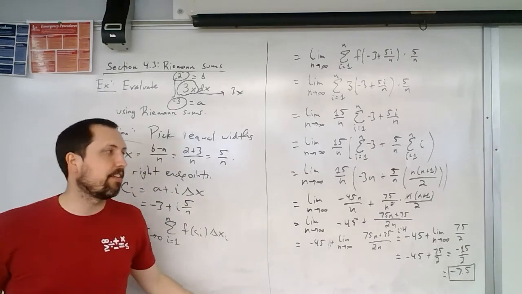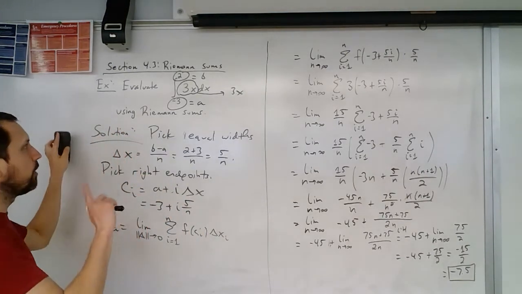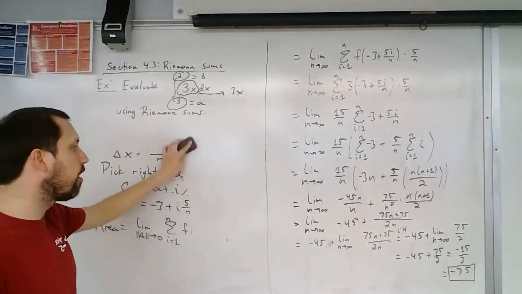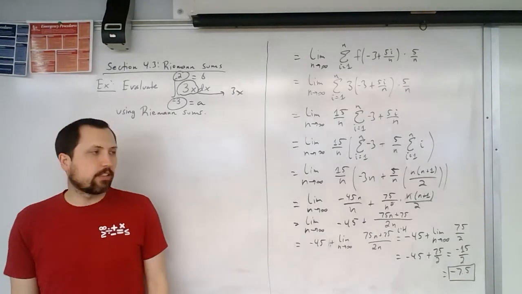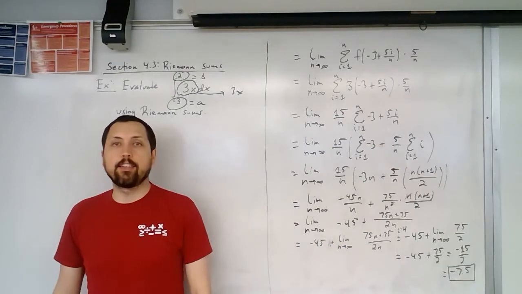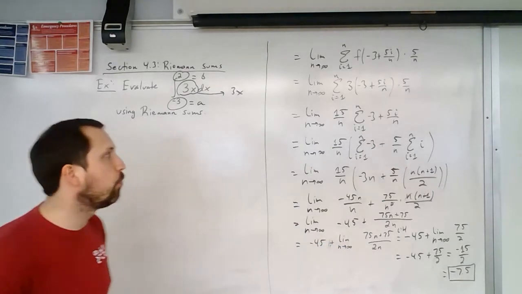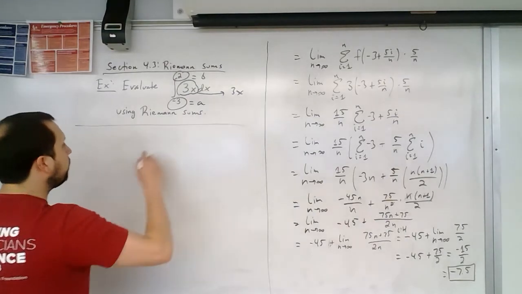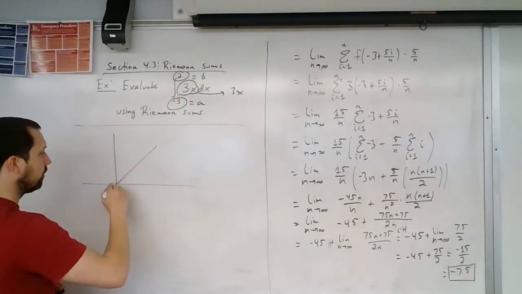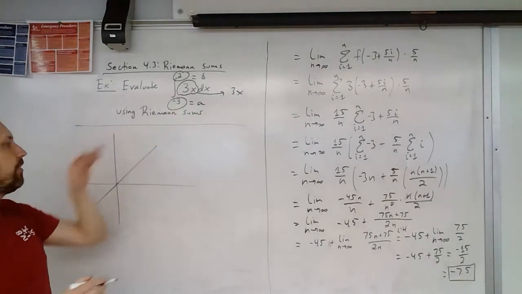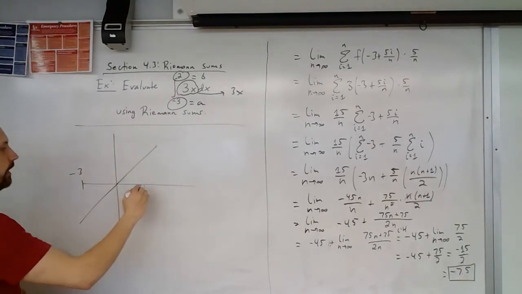Immediately, you should have sirens go off in your brain of, wait a minute, wait a minute, that's not right, right? I've always been taught that areas must always be positive. So what do I do with that negative? So let's visualize what we have done. So we have looked at an area of a function. So our function is 3x. We've looked at it on the interval from negative 3 to 2.